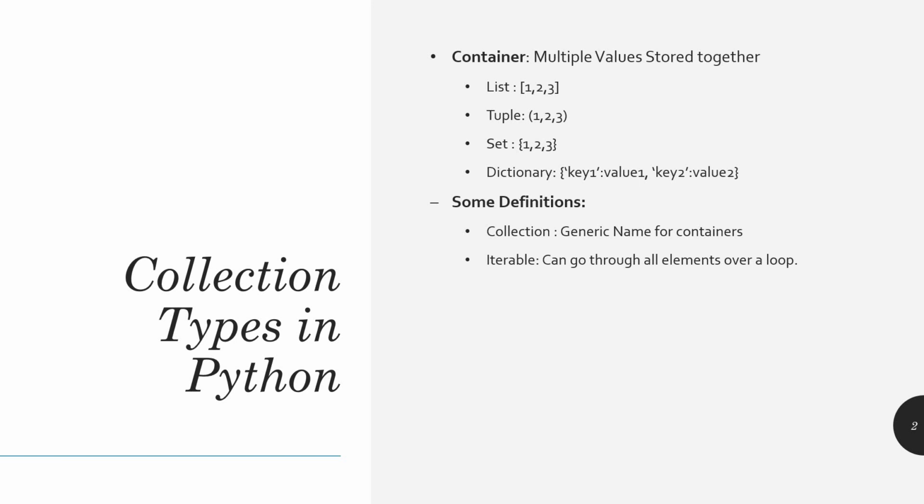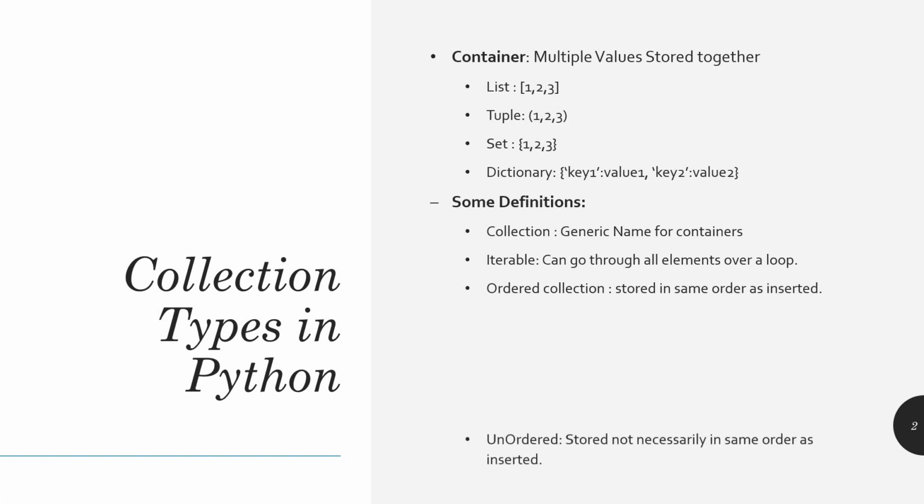Now let's see the ordered collection. An ordered collection is something where the values are stored in the same order in which they were inserted. Like in the case of a list, if you store one first, two then, and then three, all these elements will come one after the other as they were inserted. Such collections are known as ordered collections.